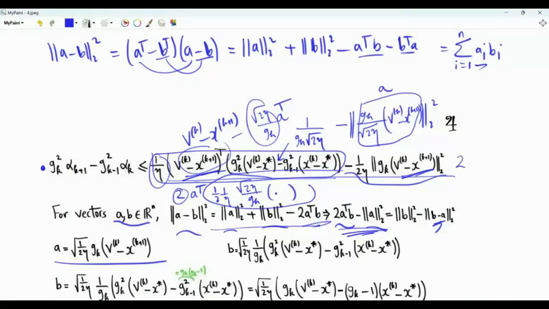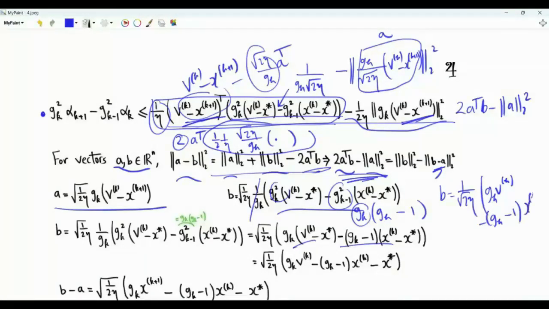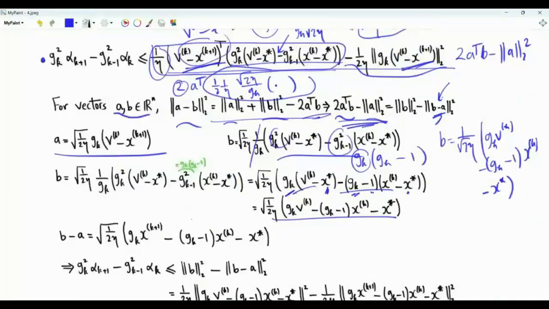Now our upper bound is in the form of 2A transpose B minus the L2 norm squared of A. In this expression, we have gk minus 1 squared, which is equal to gk times gk minus 1. We can take gk as a common factor to eliminate this here. Vector B is 1 over square root 2 eta times gk vk minus gk minus 1 times vector xk. We have minus gk times x star plus gk minus 1 times x star. So we have minus x star. This is vector B. We need vector B minus A.